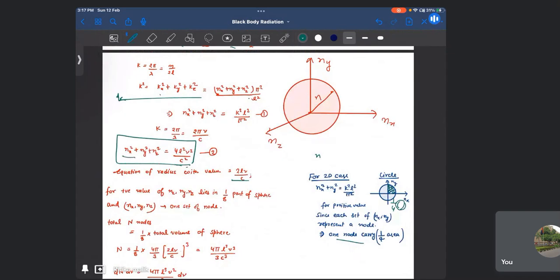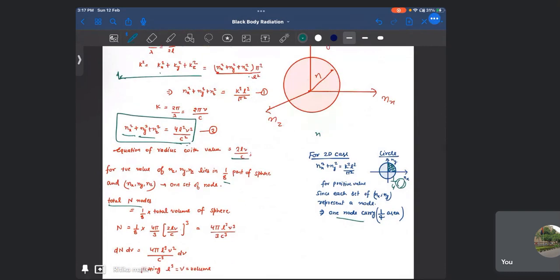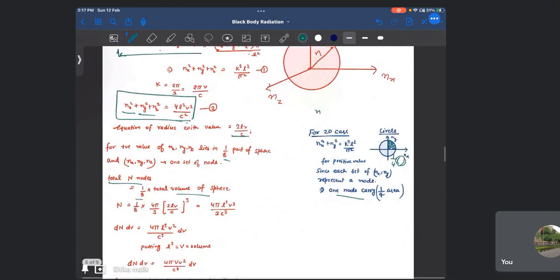Similarly, if we take our sphere, then all nx, ny and nz have to be greater than 0. So in that case, 1/8 part of our sphere will contain our modes. So the total number of modes is then given by 1/8 of the volume of the sphere. We know that it is given by this expression, 4/3 πr³, where r is the radius of that sphere.